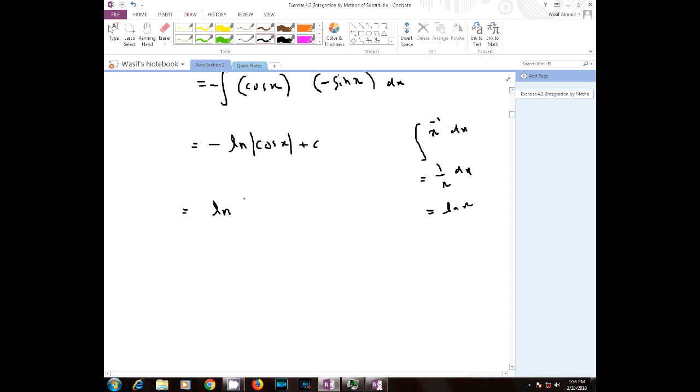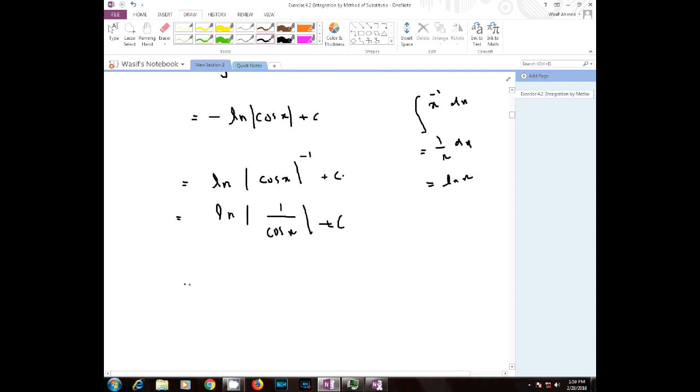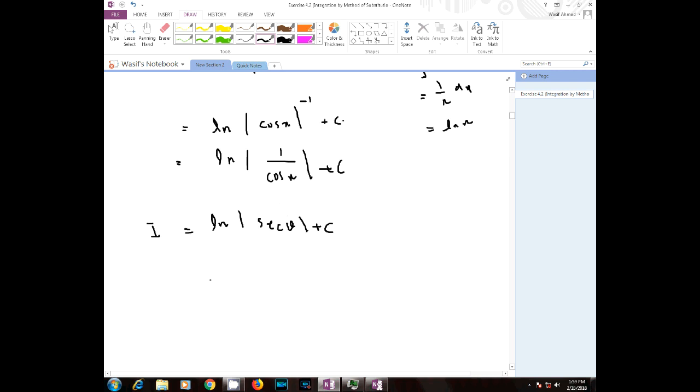This minus can be taken to the power of the natural log, since you have learned the rules of logarithm in the very junior classes. So this can be written as 1 divided by cos x plus the constant of integration, and this is equal to natural log of 1 divided by cos theta, which is equal to secant theta, plus the constant of integration. So this is the answer of your question.